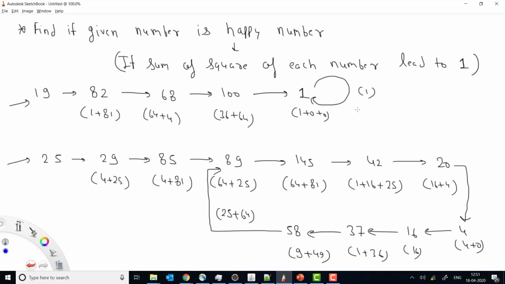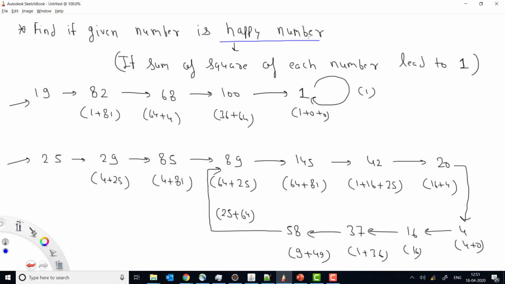So basically the problem is that we are given a number. We need to find whether this number is a happy number or not, right? Now what's the definition of a happy number? The definition of a happy number is that if the sum of the squares of each digit leads to 1, then this is a happy number.